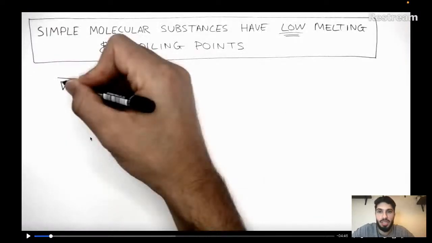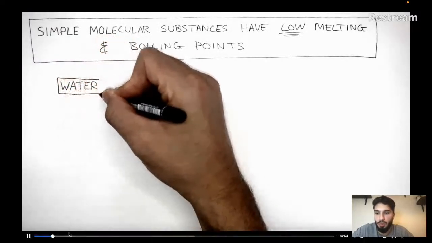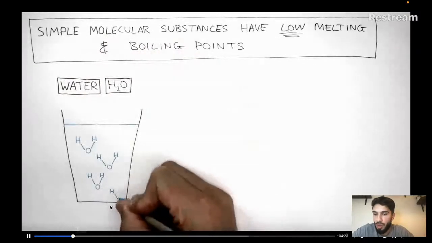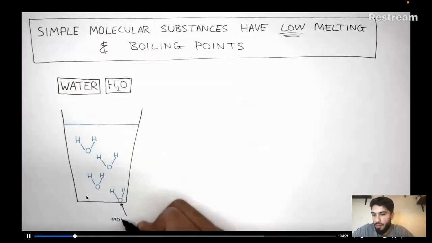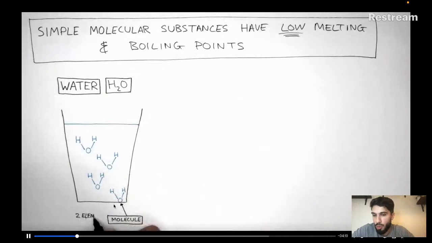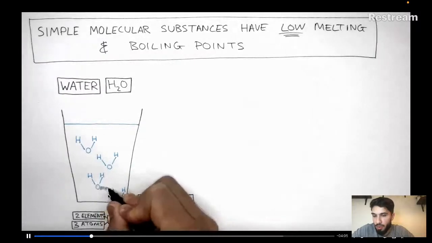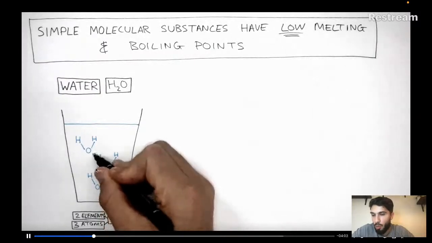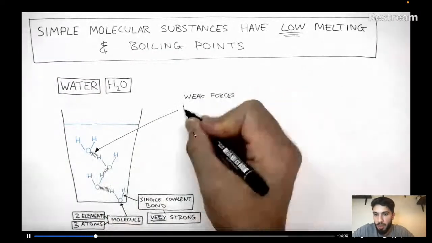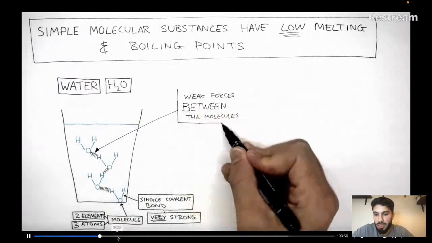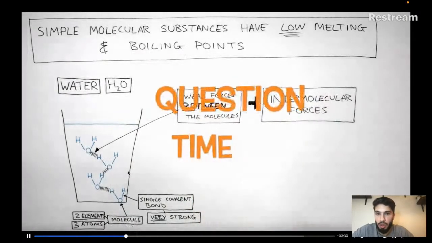Simple molecular substances have low melting and boiling points. So water, which has the chemical formula H2O, we know that these are molecules where they are distinct and separate from each other. In between these molecules, they have weak intermolecular forces, as we can see here. These are weak intermolecular forces between the molecules.